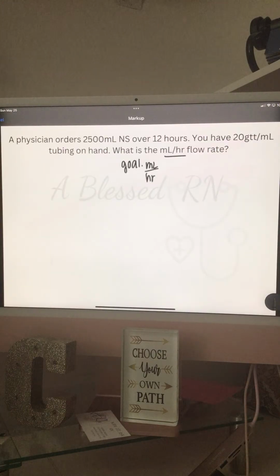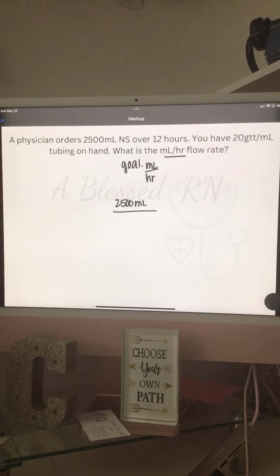So y'all, if we need milliliter at the top, what is our milliliters in the problem? What is our volume? Okay. How many hours or what time does it say that we need to infuse this over? Don't we have milliliter at the top, an hour at the bottom? Does that look like our goal?